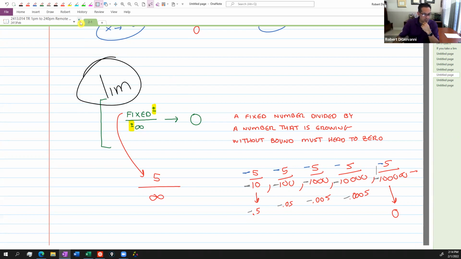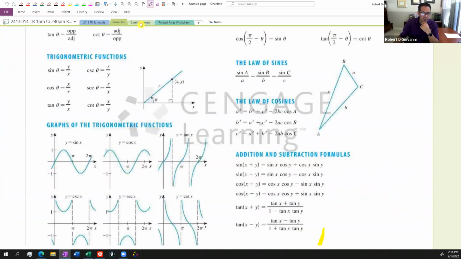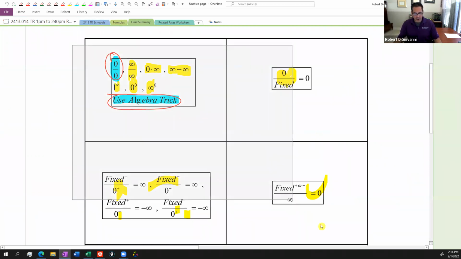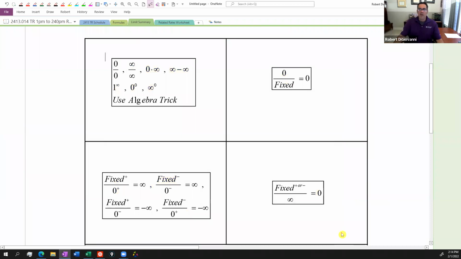I want to bring up that limit summary sheet that's provided in Canvas for you. Let's look at it like we've never seen it before, okay? And let's just talk about what we know how to do right now. We know when we get 0 over 0, that's bad, right? There's algebra, there's some sort of trick we have to do for that, right? So we got that. All right, the first part of this section dealt with the bottom left corner of this.